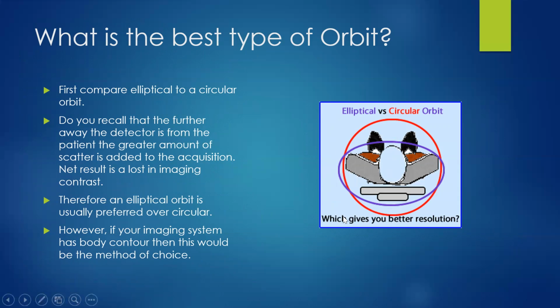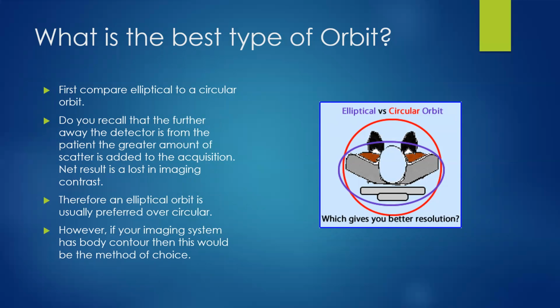That becomes a problem. However, if you do the purple line, the elliptical approach, you can see that you're a lot closer, utilizing closer distance, reducing the amount of scatter and bringing in more true counts. My final thought on that is that your imaging system should also have something referred to as body contouring. That usually improves the acquisition process for the orbit even further. It's still more of an elliptical shape, but at the same time it's going to be closer to the patient because it's following the body contour.